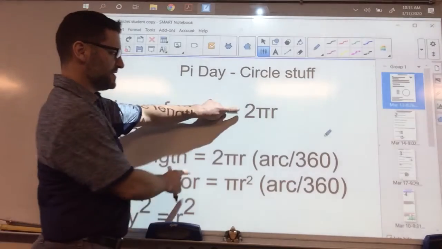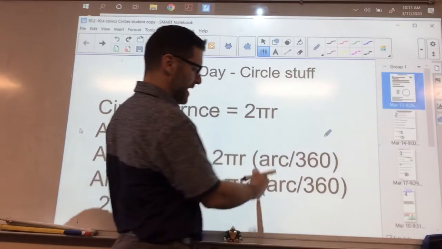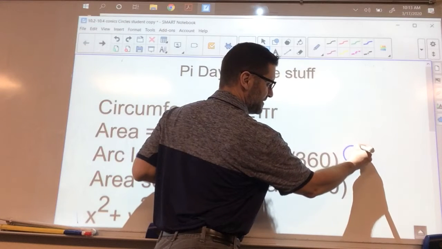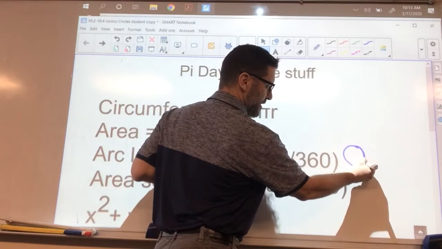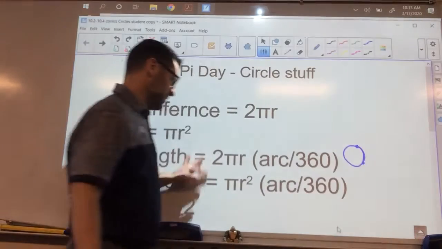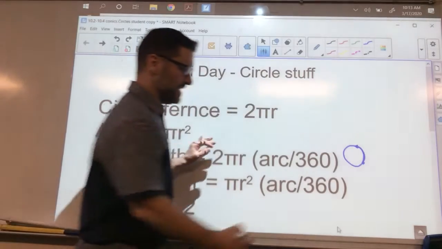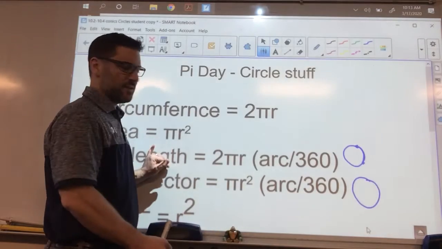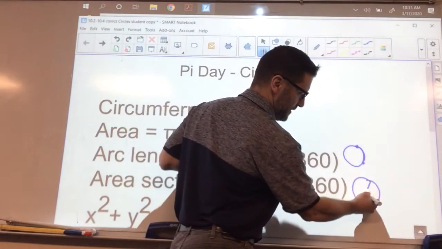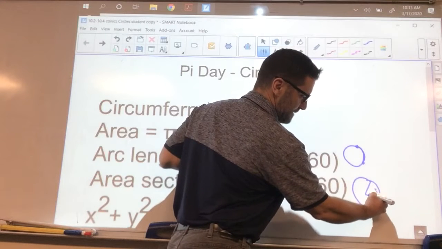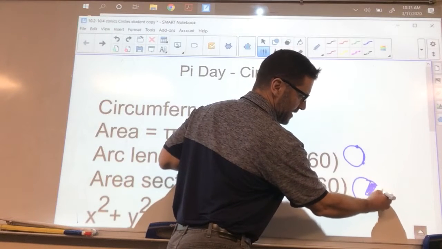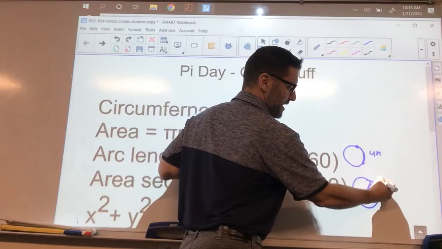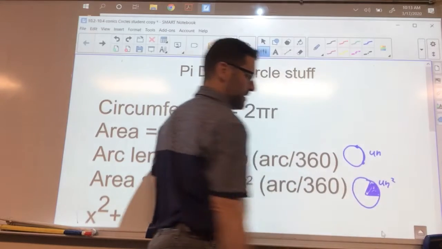Arc length, you take the 2 pi r and multiply it by however many degrees you have divided by 360. Arc length is how far it is from point to point around the outside of a circle. Area of a sector is the same concept. You take pi r squared times the arc degrees over 360. What you're looking for there is how much is that piece of pizza, how many square inches of that piece of pizza. So arc length is a units measurement, and area of a sector is a units squared measurement.